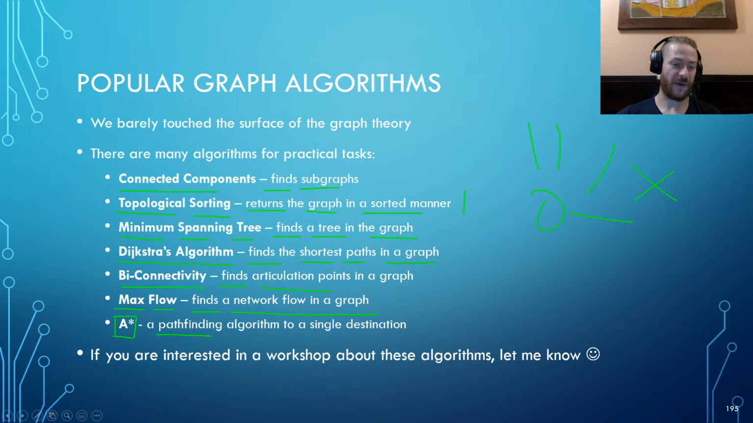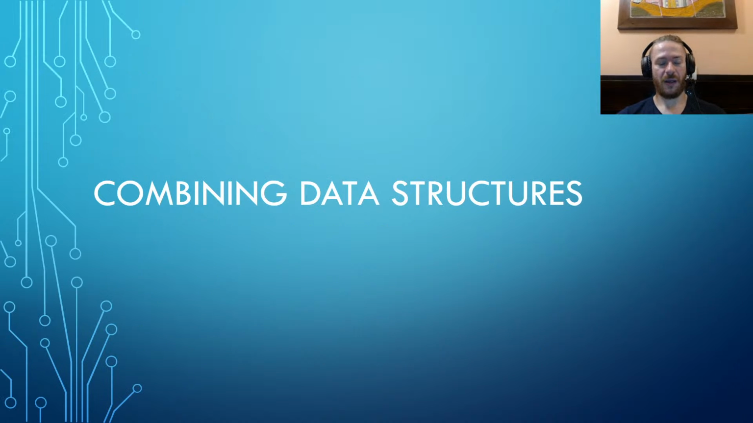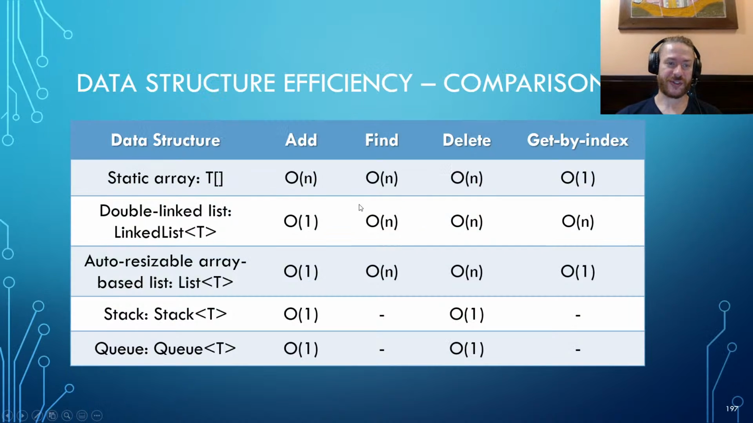It has a pathfinding algorithm to a single destination. If you're interested in a workshop about these algorithms, I may do one. But of course we had a lot of trees here, so it was very intense. I couldn't involve a lot of algorithms because everyone who watches the video right now or during the recording will be super tired. How to combine data structures?